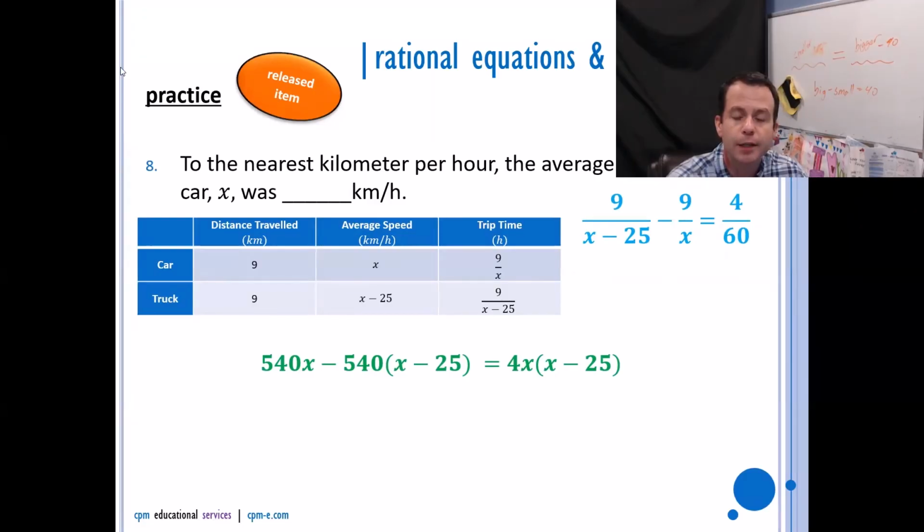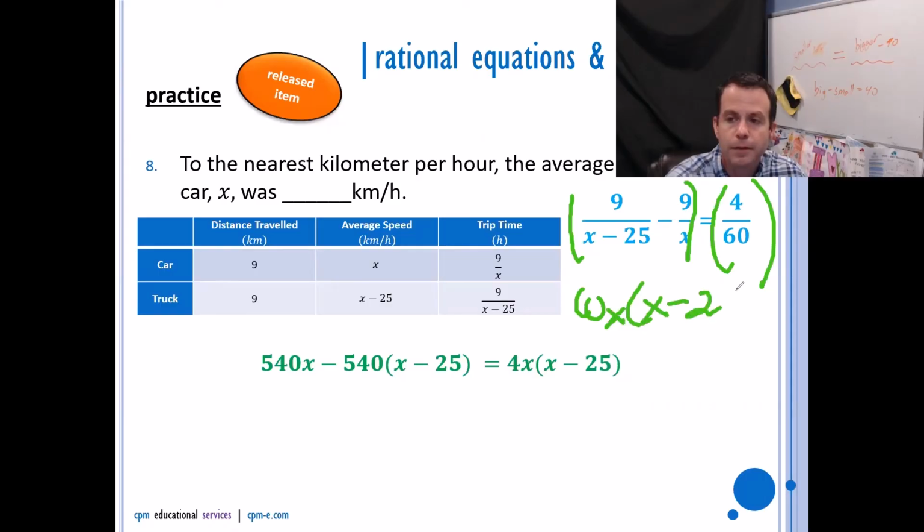I'm just going to write that here for you. I multiplied everything by 60x times x minus 25, because that was my common denominator. So that leaves me with 540x minus 540 times x minus 25, equals 4x times x minus 25.